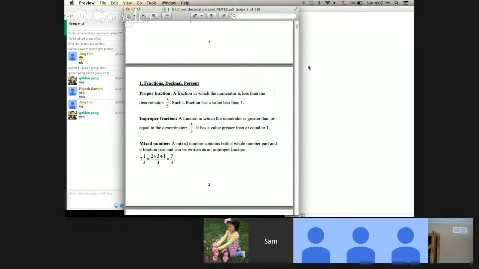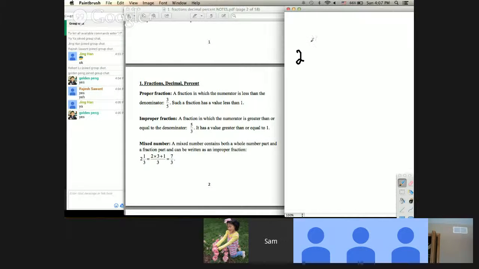So if you have the number 2 and 1/3, you take the whole number multiplied by the bottom number, and then add it to the top number. So it's 2 multiplied by 3, and then you add the top number, which is 1, and then you write the bottom number. So that's 7 over 3. I'll give a better example. Hang on. Let me change this real quick.